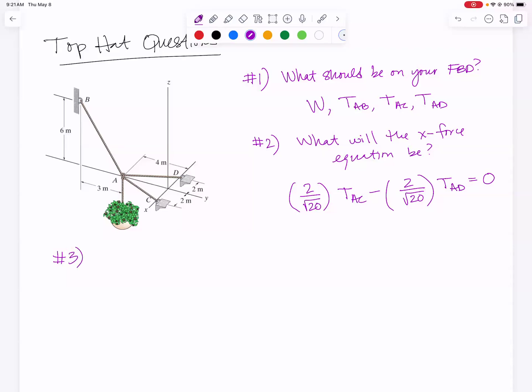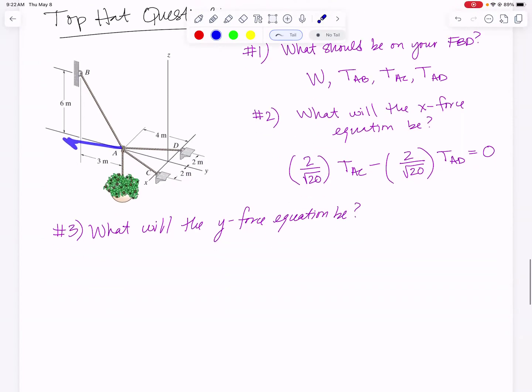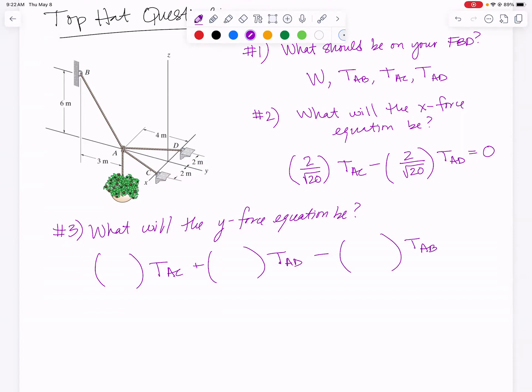Question number 3, what will the y-force equation look like? And the same idea, you didn't actually need to get the whole equation written out to figure this out. In the y direction, we're going to have a component of TAC, a component of TAD, and a component of TAB, but no weight. The C and D ones are both pointed in the positive y direction, and the AB one is pointed in the negative y direction. So with that much in mind, you're going to have something times TAC plus something times TAD minus something times TAB equals 0. That was enough to get the multiple choice version of the question right. Let me fill in what the actual number should be.